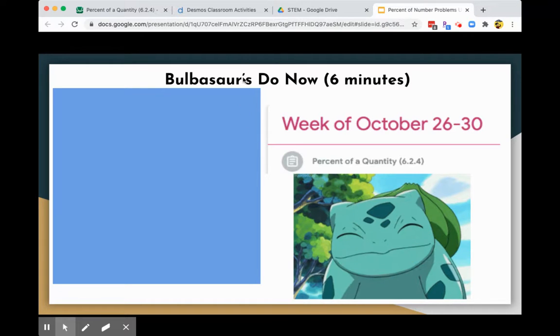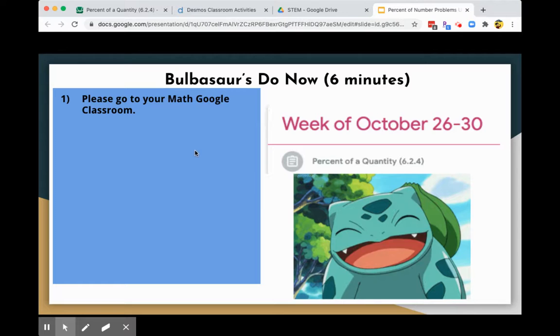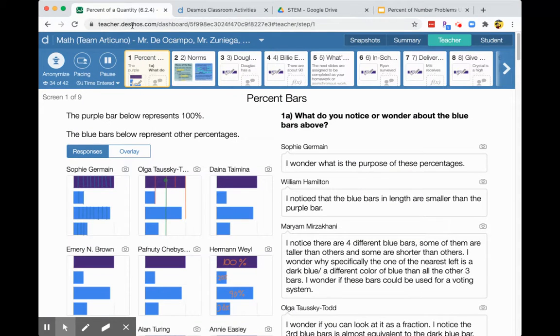Okay. But anyway, for those who were not on Zoom last week, or if you want to review what we learned last week, basically we started off with a do now. And the assignment is called percent of a quantity. If you can see on the top left right here, percent of a quantity. And number 1 was talking about this question right here.